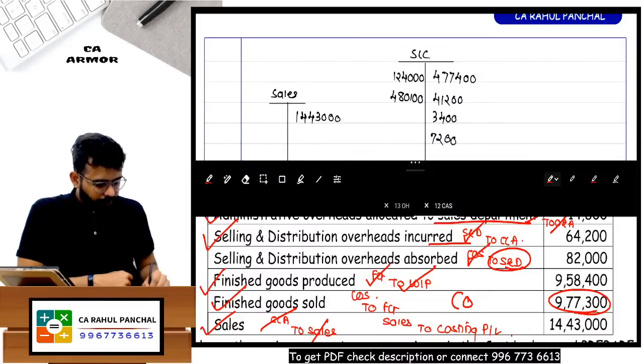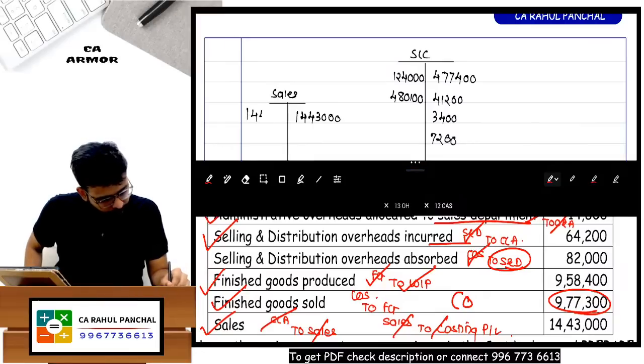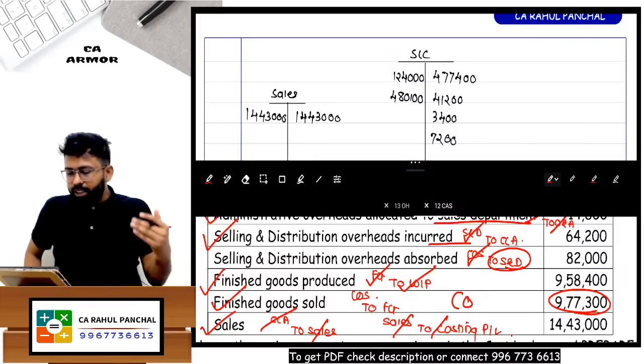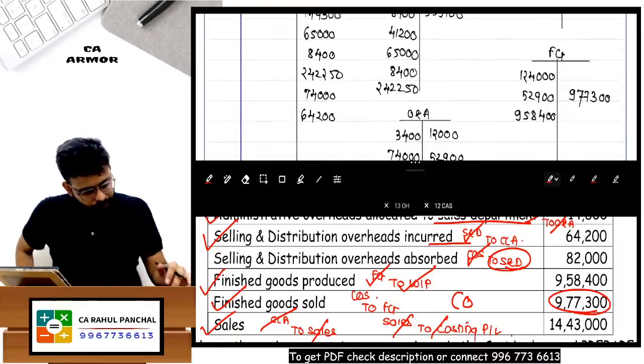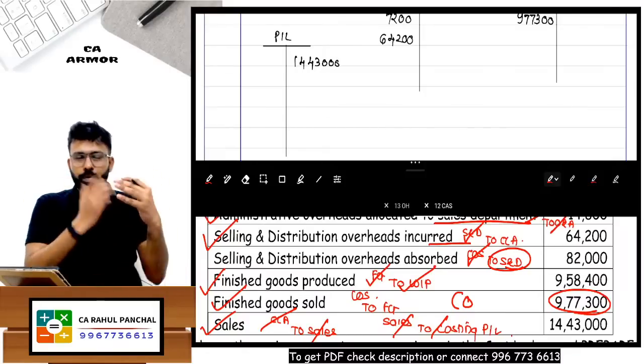14,43,000. And when you say this sales, then that sales will be transferred to P&L. So sales will go on the debit side, and we write 14,43,000, because it is income, it will be transferred to the P&L account. So yeah, 14,43,000.